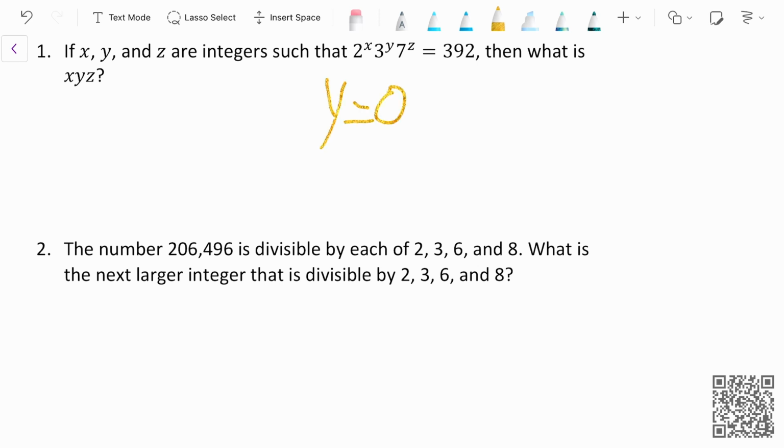And we don't need to solve any further here because x definitely has a value, but we don't really need to solve for z anymore because this is asking for x times y times z, and any number multiplied by 0 is still 0. So this number is 0.